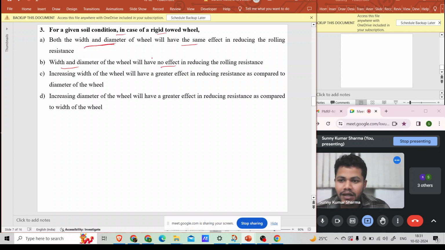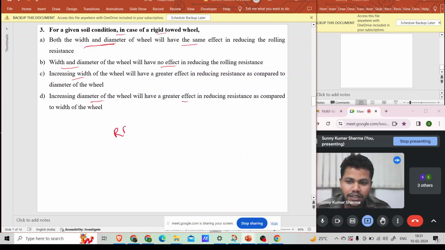This is very easy. Third option: increasing the width of the wheel will have greater effect on reducing the resistance as compared to diameter of the wheel. And the last option: increasing the diameter of the wheel will have greater effect on reducing the resistance as compared to width of the wheel.